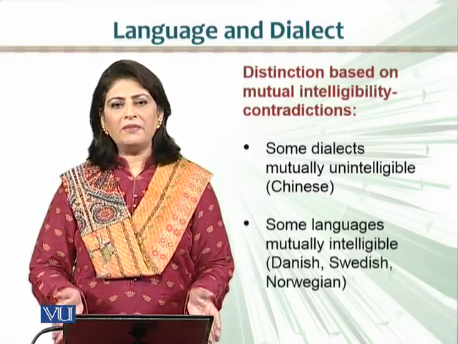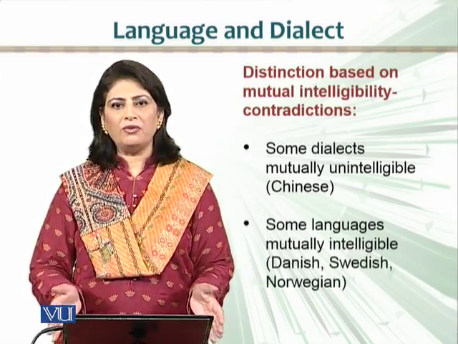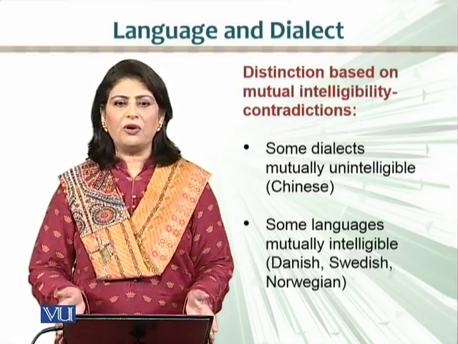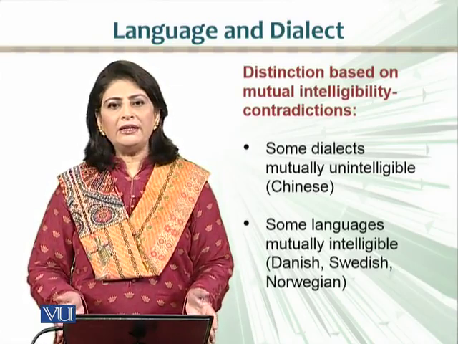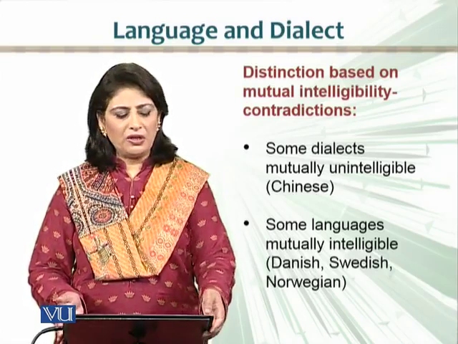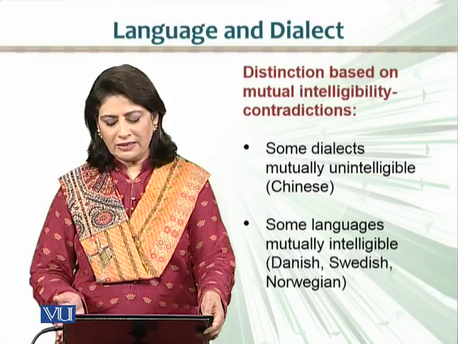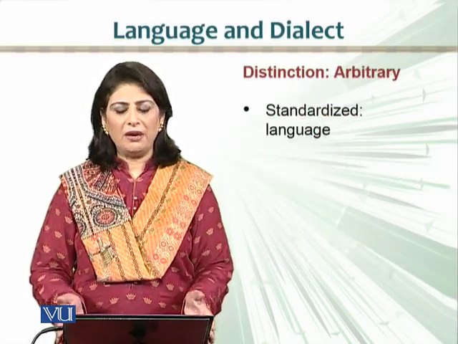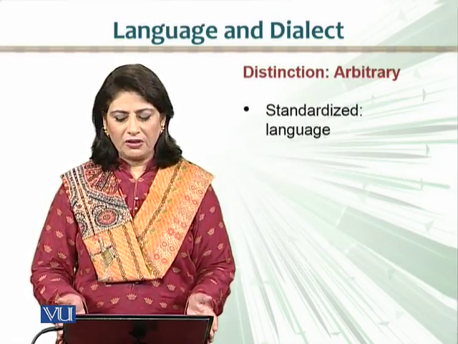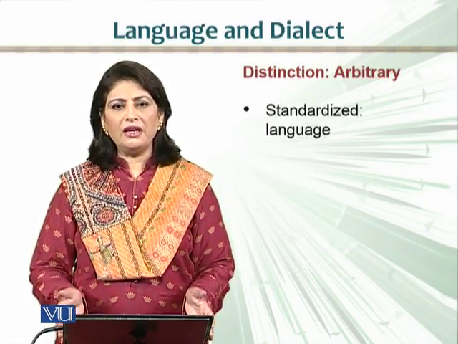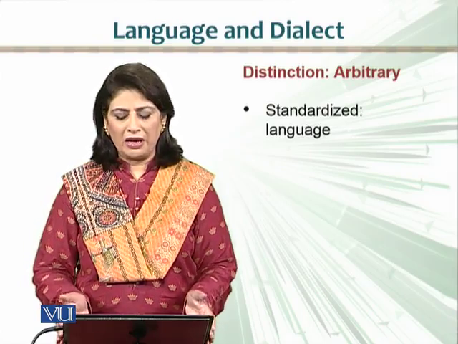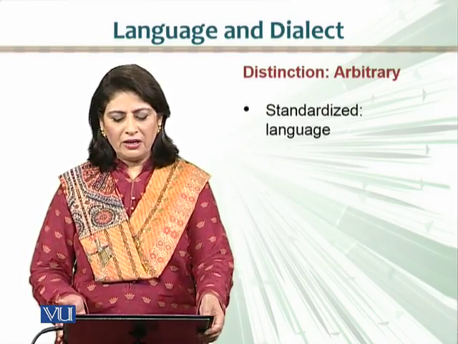Interestingly, there are some varieties that we call languages, for instance, Danish, Swedish, Norwegian. And yet these languages are mutually intelligible. That is, a speaker of any one of these languages will be able to understand the others. So what we are saying is that this distinction between language and dialect is arbitrary.